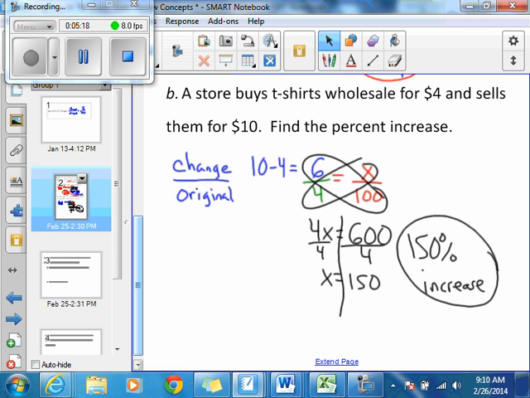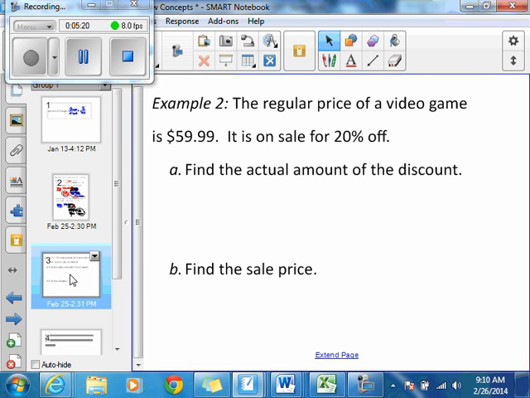Sometimes they're going to give us the price, and they're going to give us the percent, and they're going to ask us to find out what the sale price is, or what the new price is. How we do that is if they give you the percent, so the regular price of a video game is $59.99. It's on sale for 20% off. You always put the percent over 100. The price that they gave us, $59.99, that's the original price, so that goes on the bottom.